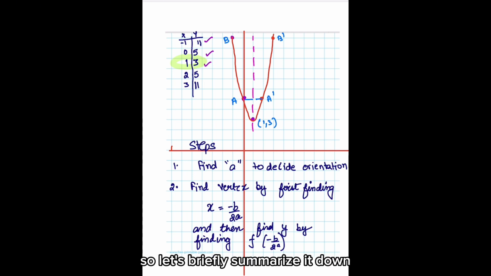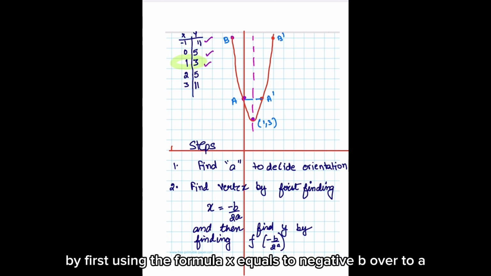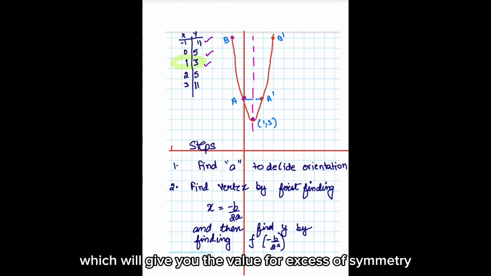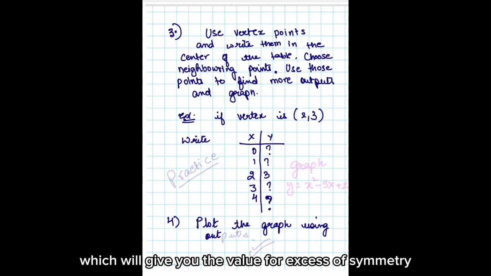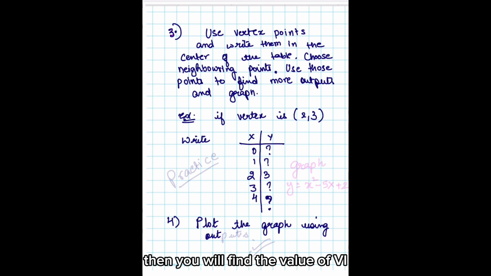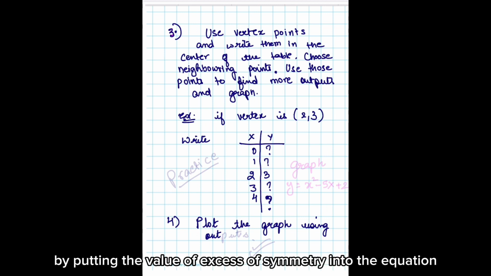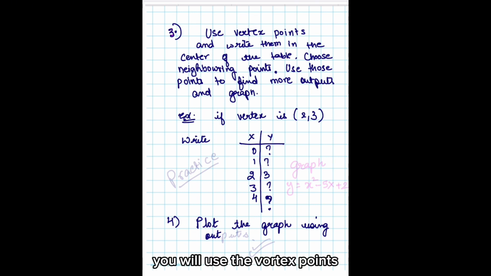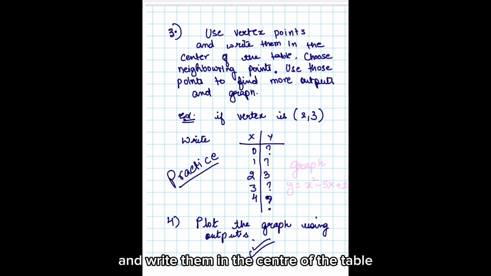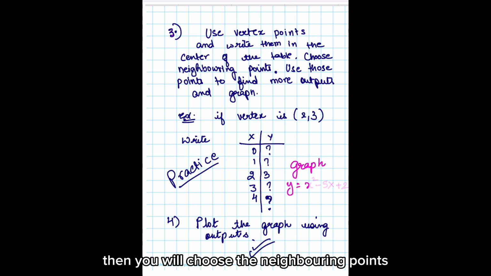So let's briefly summarize the steps. Find the value of a to decide the orientation. Find the vertex by first using the formula x equals negative b over 2a, which will give you the value for the axis of symmetry. Then you will find the value of y by putting the value of the axis of symmetry into the equation. You will use the vertex point and write it in the center of the table. Then you will choose the neighboring points.